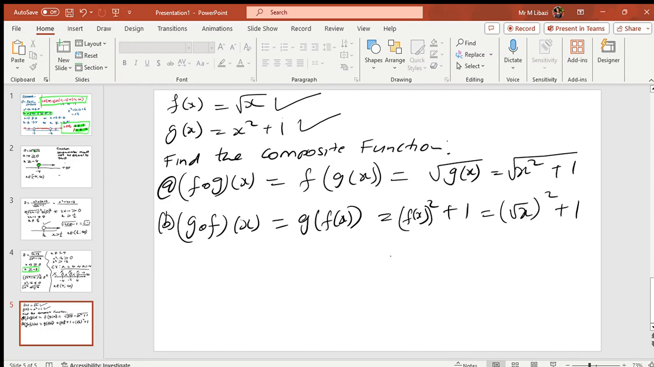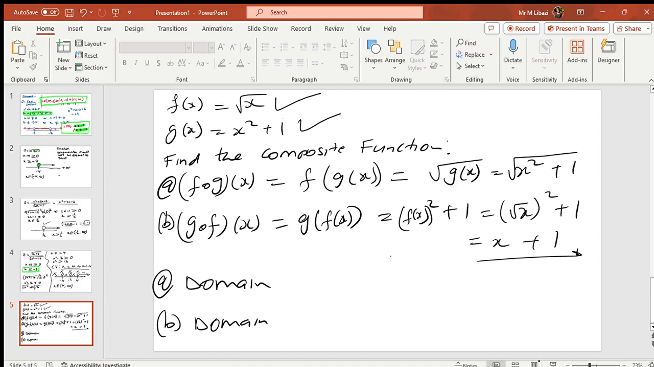So yeah, people were able to do this, and then after doing this, they simplified. They say x, because the square root of x squared will be x, and then plus 1. So this is what you got. And from here, now we want what? The domain for the composite function of a, and then for b, we want the domain again for the composite function of number b. So now what are we gonna do?